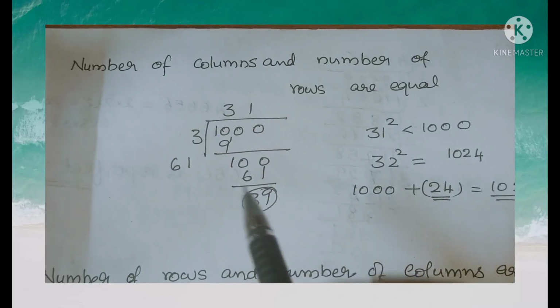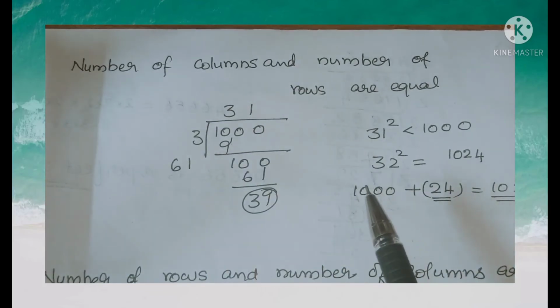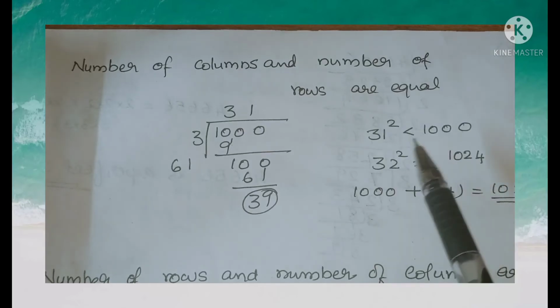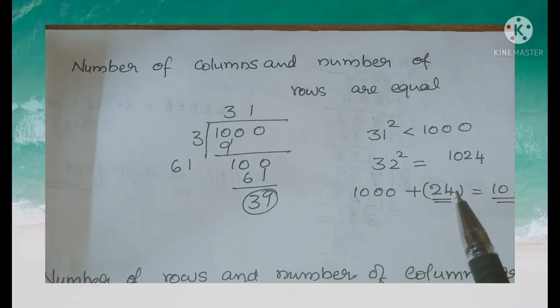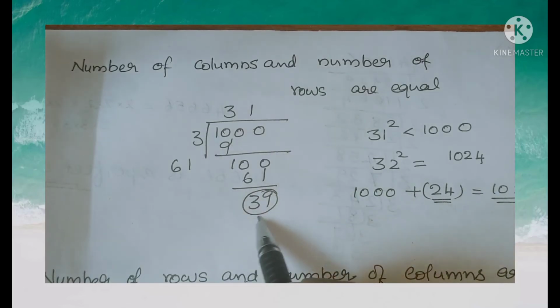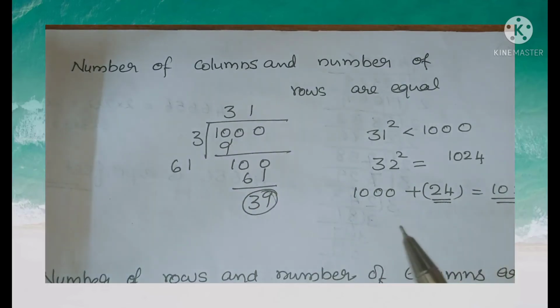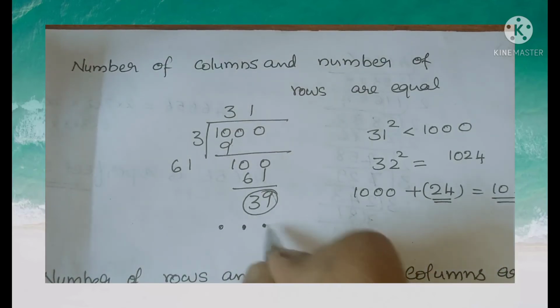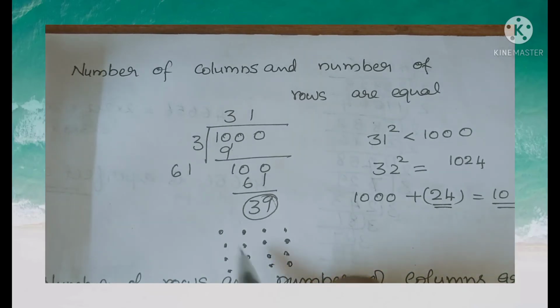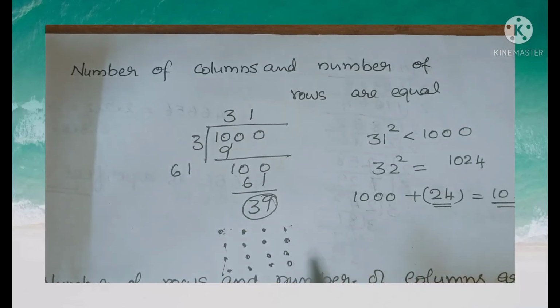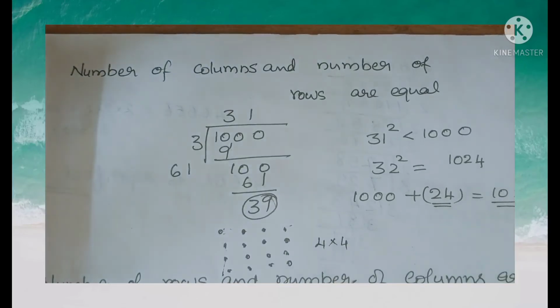The eighth one, a gardener has 1000 plants and he wants to plant in such a way that the number of columns and number of rows are equal. Find the minimum number of plants he needs more for this. So now some plants are remaining, but he wants some more plants to make it a square. That means if the number of columns and number of rows are equal, it will be a square like this. Here the number of rows and columns are equal, that is a 4 by 4 square.